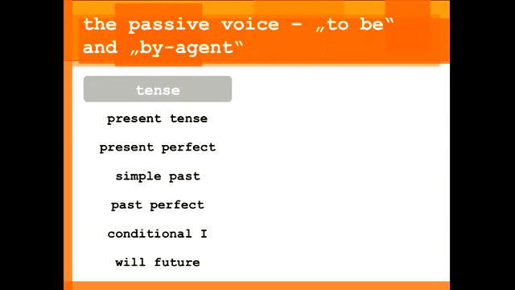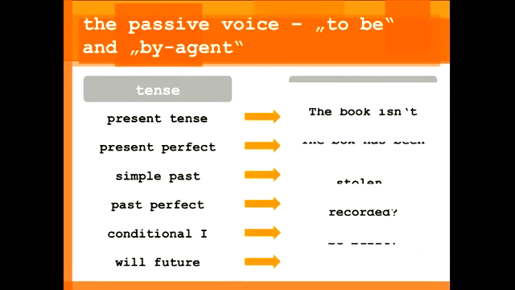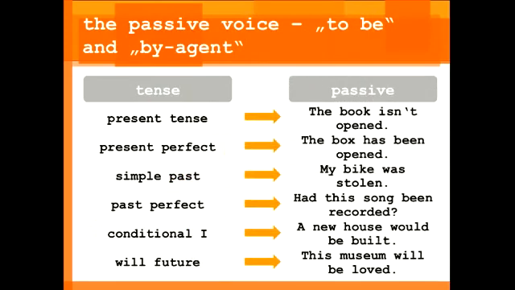And let's have a look at the different tenses. Now you have a list of the most important tenses on the left, and then there is a passive sentence on the right, and I will read this out to you. In the present tense, a sentence could look like, the book isn't opened. In the present perfect, the box has been opened. Simple past, my bike was stolen. The past perfect, had this song been recorded. The conditional one, a new house would be built. And in the will future, this museum will be loved.